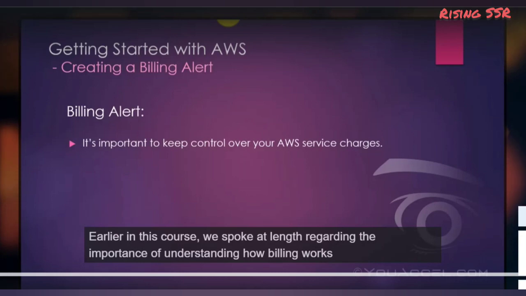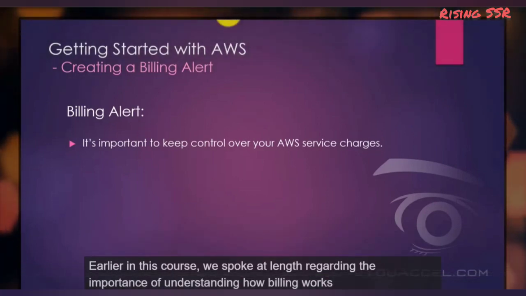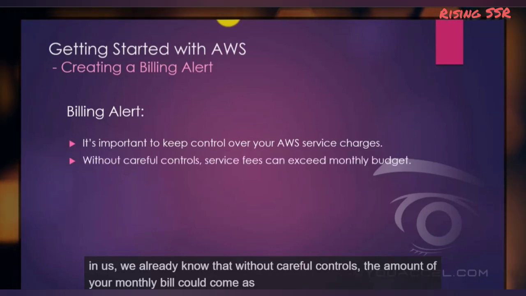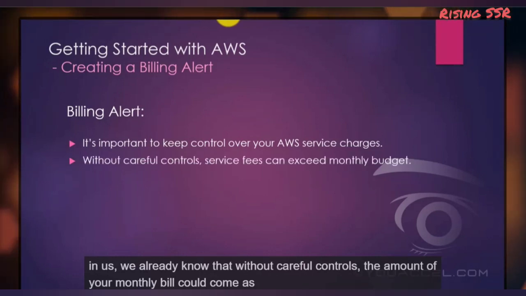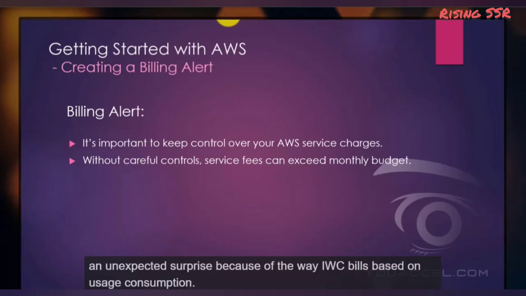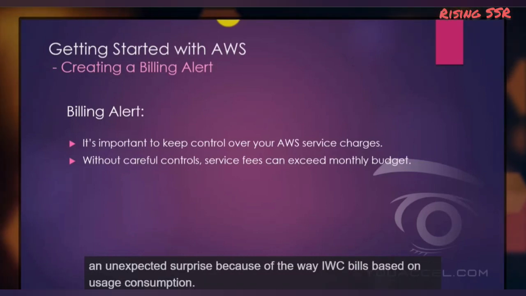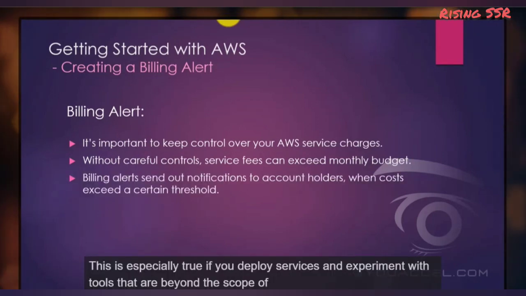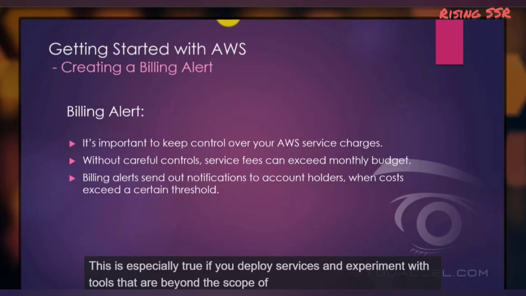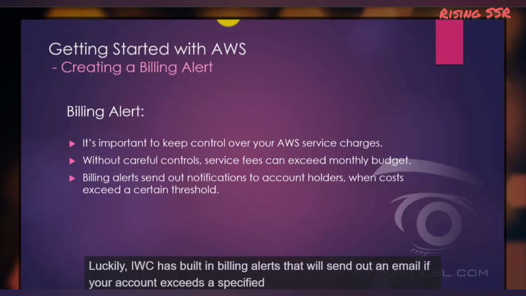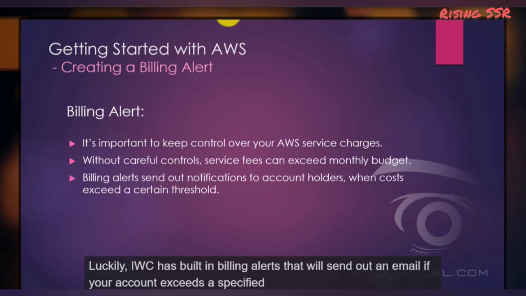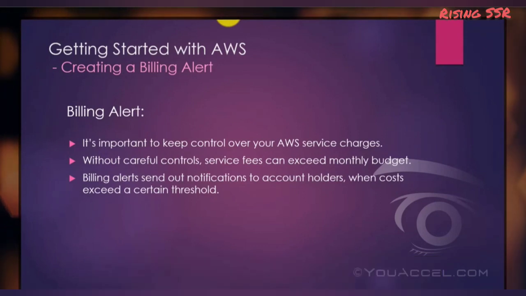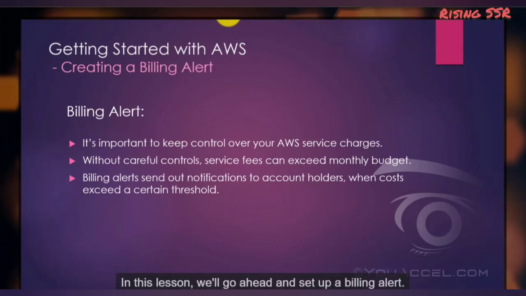Earlier in this course, we spoke at length regarding the importance of understanding how billing works in AWS. We already know that without careful controls, the amount of your monthly bill could come as an unexpected surprise because of the way AWS bills based on usage consumption. This is especially true if you deploy services and experiment with tools that are beyond the scope of this course. Luckily, AWS has built-in billing alerts that will send out an email if your account exceeds a specified threshold. In this lesson, we'll go ahead and set up a billing alert.